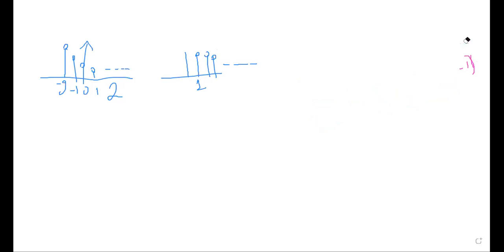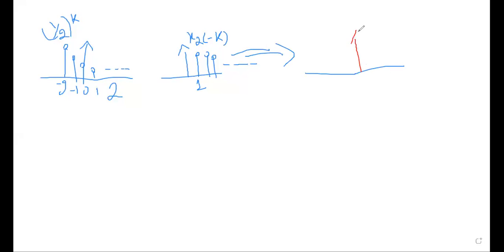I have to replace n with k. So when I replace n with k, the amplitude is (1/2)^k. And after replacing n with k, the second signal I will do x2 of -k. I hope you all follow this step. If I do x2 of -k, how will the diagram change? From where does the signal start now? It will start from -1.